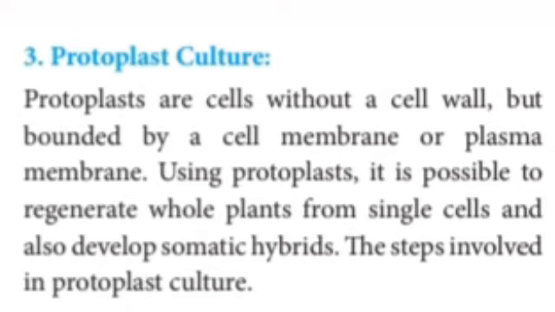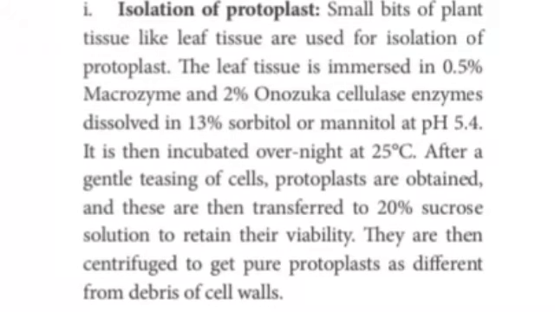The steps involved in protoplast culture are given below. You can see them one by one in detail. First is isolation. It is isolated from a small bit of leaf. The leaf tissue is immersed in 0.5 macerozyme, 2% onozuka, and 13% sorbitol at pH 5.4 and 25 degrees Celsius, and then transferred to 20% sucrose to retain their viability.